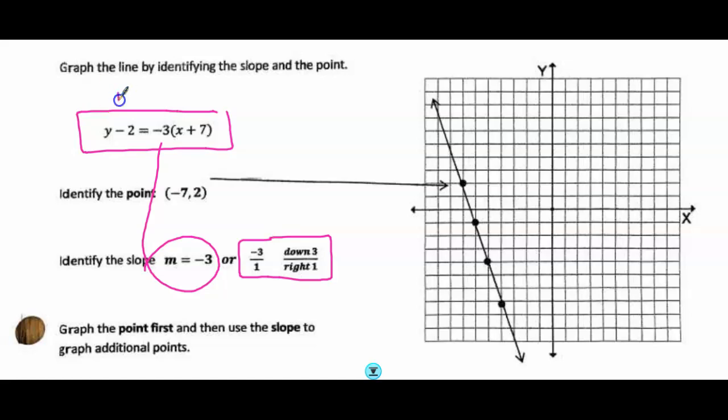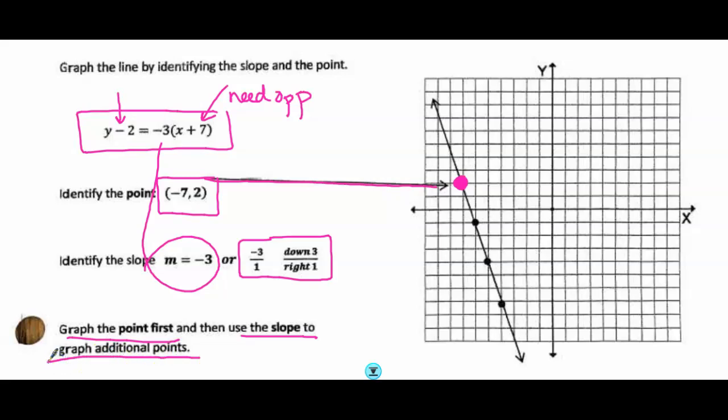I notice this is negative, so I can use that point. But this one, I need the opposite. So the point would be -7, 2. Once you identify the point, you come over here and you graph -7, 2. You graph the point first, and then you use the slope to graph additional points.